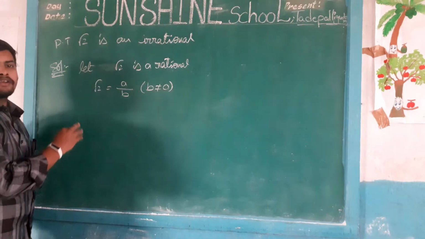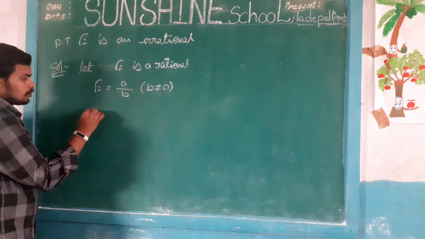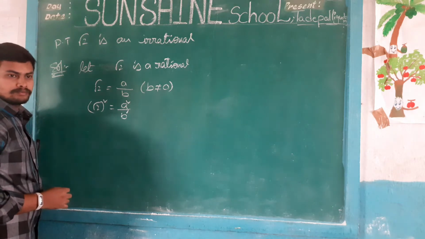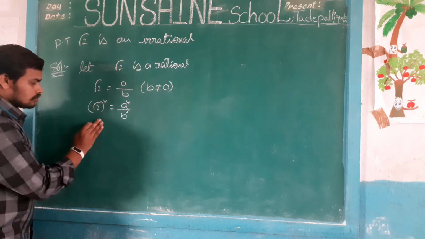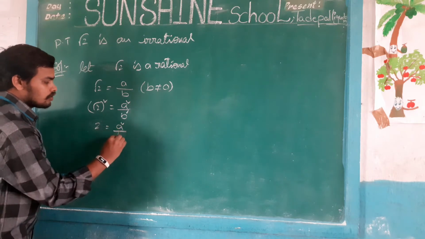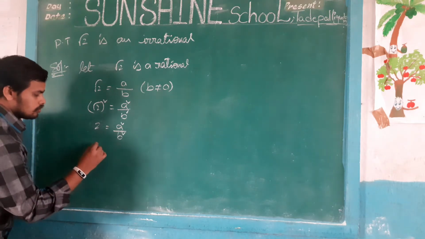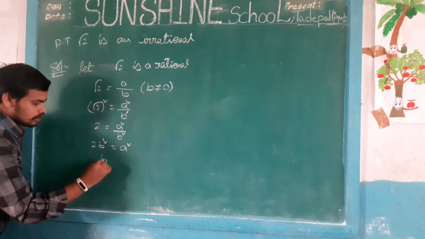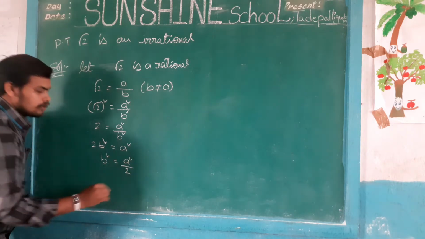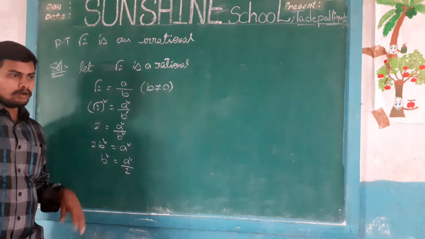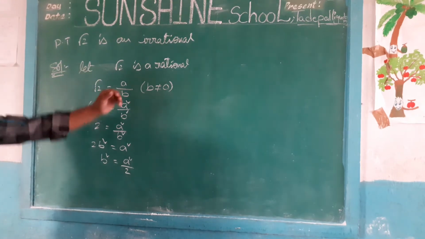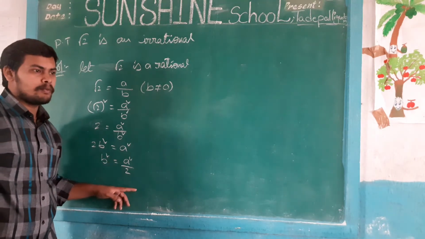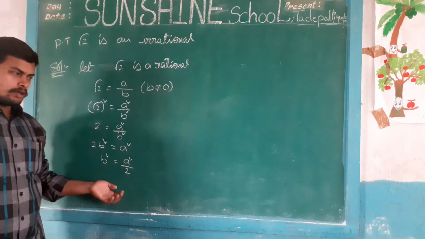So squaring on both sides. Root 2 whole square equal to a square by b square. Square root cancel, that equals 2 equal to a square by b square. So 2b square equal to a square, so b square equal to a square by 2. Here a square is divisible by 2. So a is also divisible by 2.